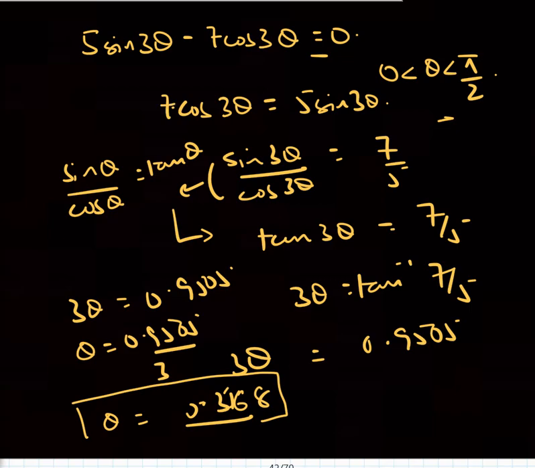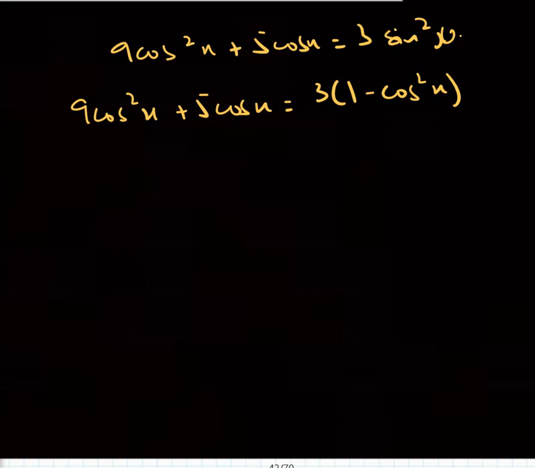Now part B of this question. The question is 9 cos square x plus 5 cos x is equal to 3 sin square x, and we have to solve it and find the values in the range of 0 to 360 degrees. So this one is in degrees.